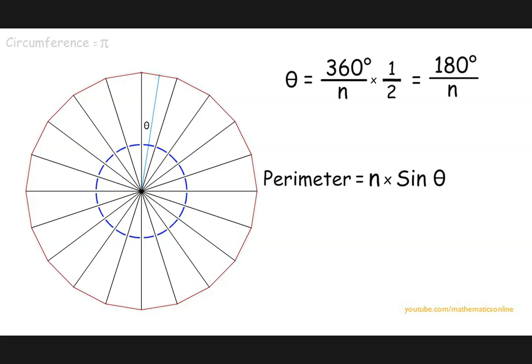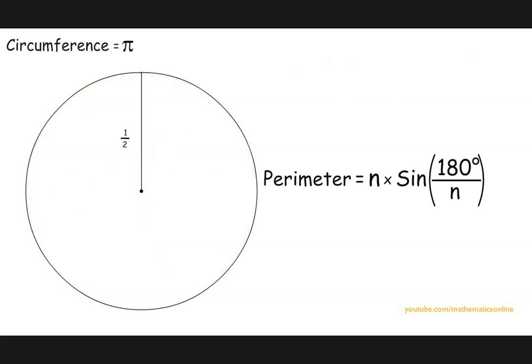Therefore, the perimeter of the polygon is equal to n times sine of 180 degrees over n. So looking back at our circle with a circumference equal to pi, we can understand why increasing the value of n approximates the value of pi, because the perimeter of the inscribed polygon with more sides approximates the circumference of the circle.